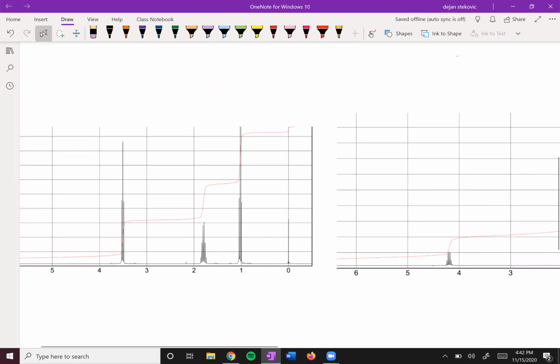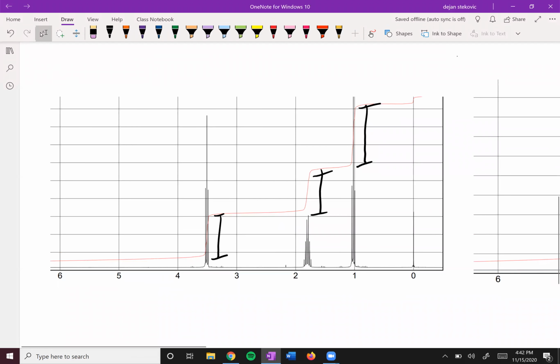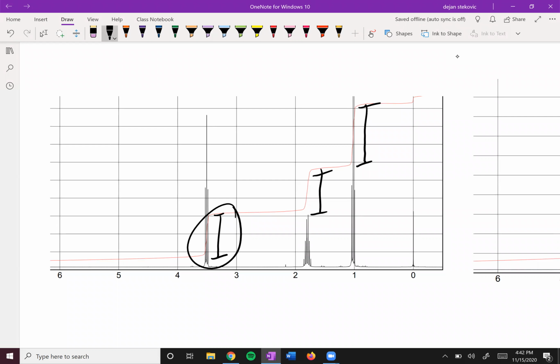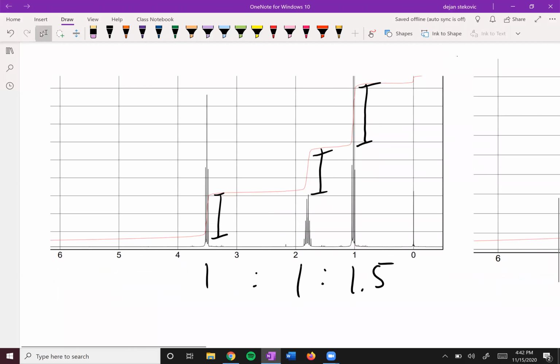So here's one way we can do integration, and it's through these kinds of red lines. And so what you want to do is measure the red lines, the height of these integration peaks, and then find a ratio, right? This one's approximately 2 blocks. We can just call that 1. This one's also 2 blocks, so that's kind of like 1. And this one's like 3 blocks, which is 1.5 of 2 blocks, right? So it's kind of in a 1 to 1 to 1.5 type of ratio.